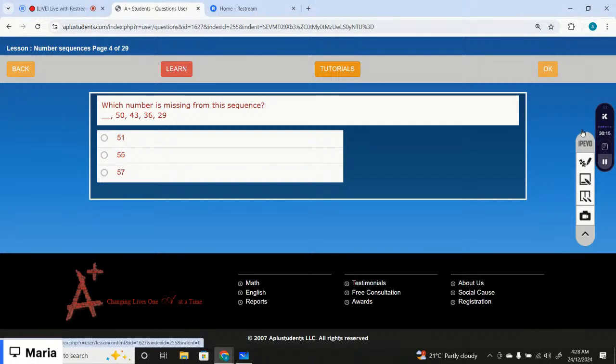Which number is missing from the sequence? 57, the correct option is 57. Option number 3 is the correct option.